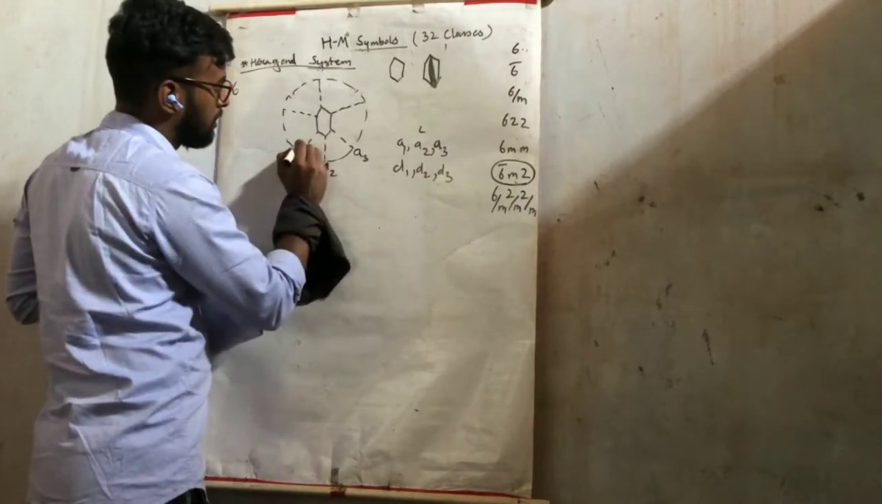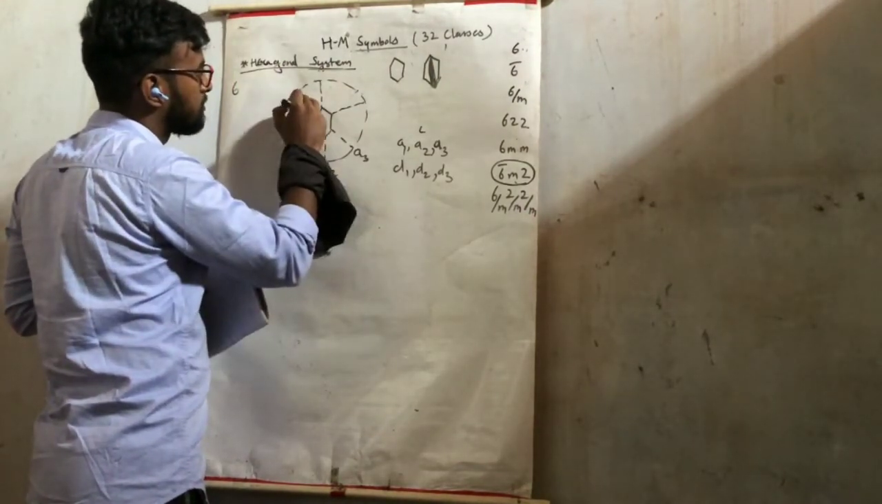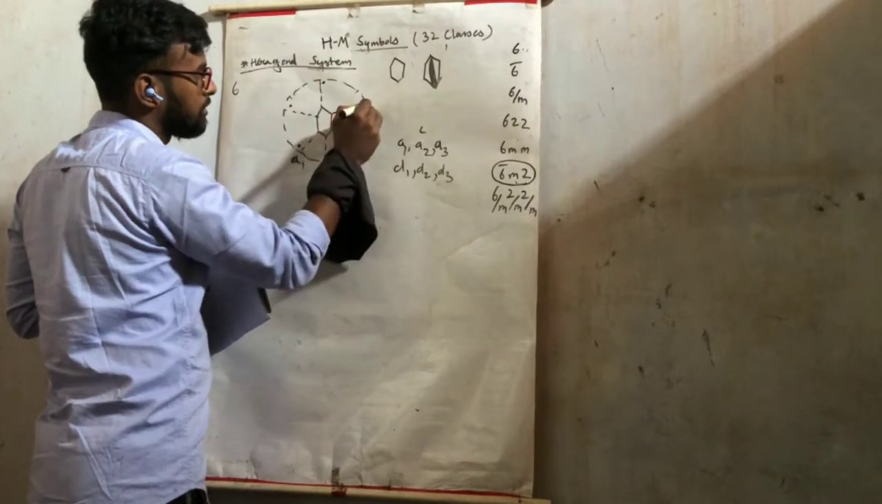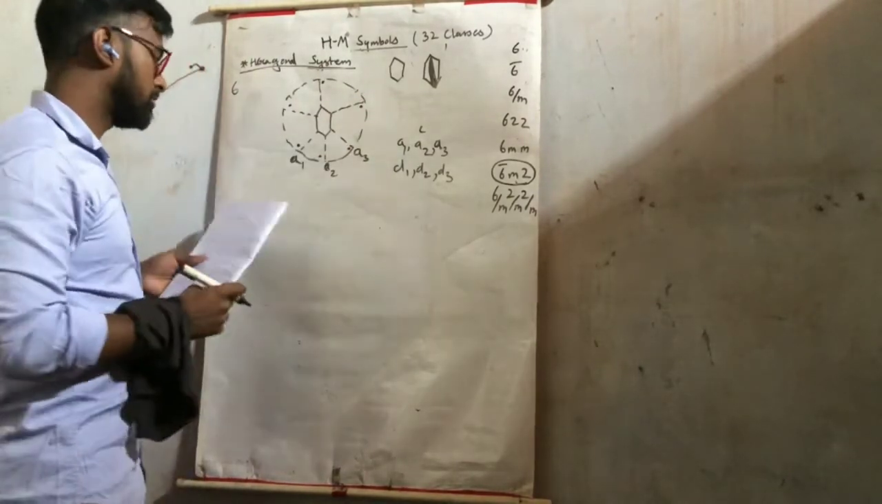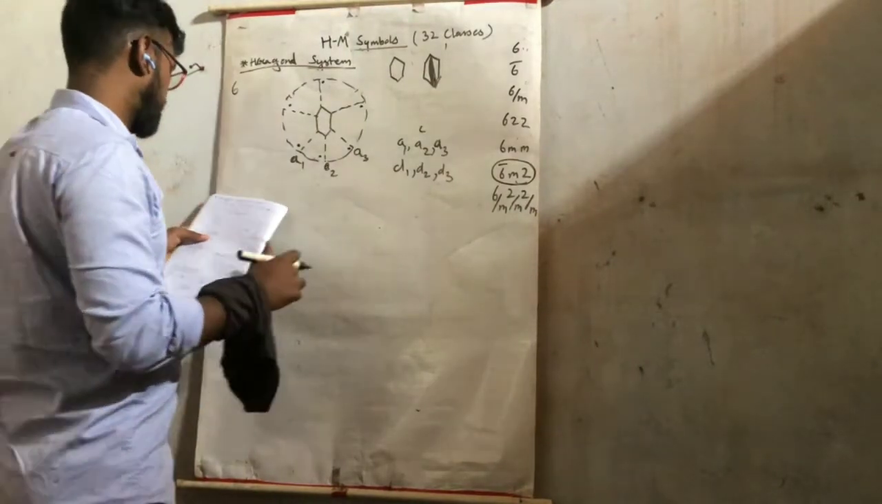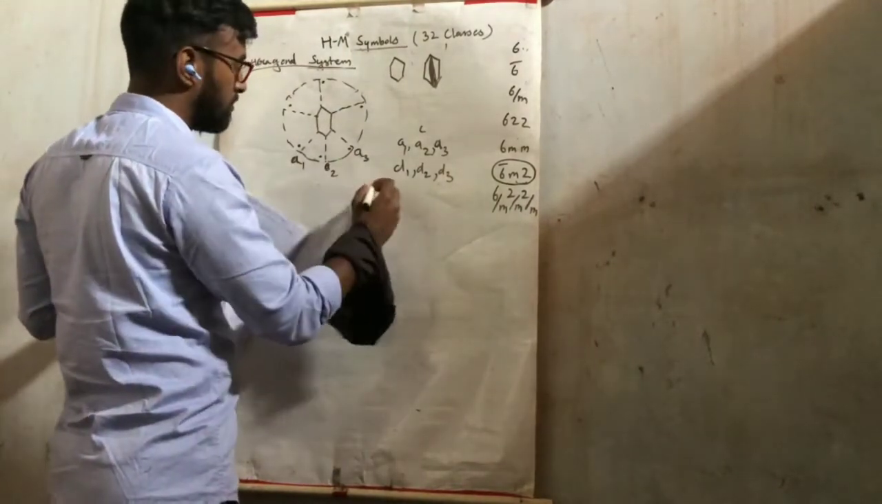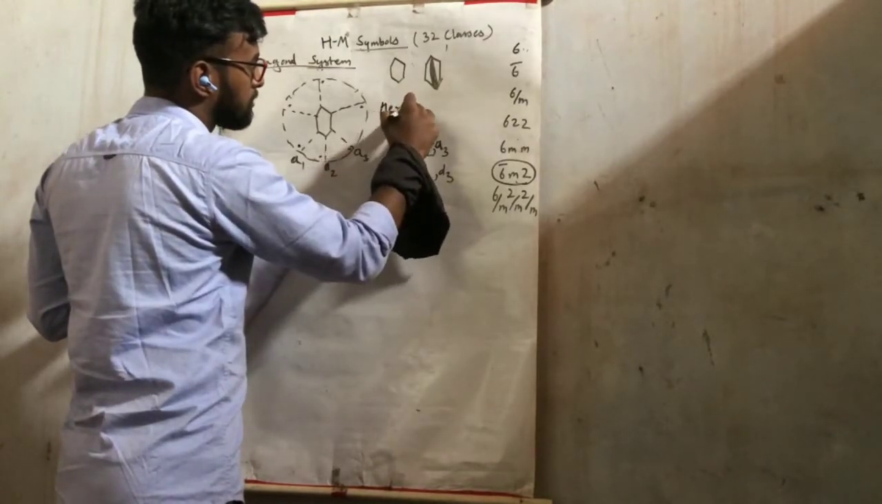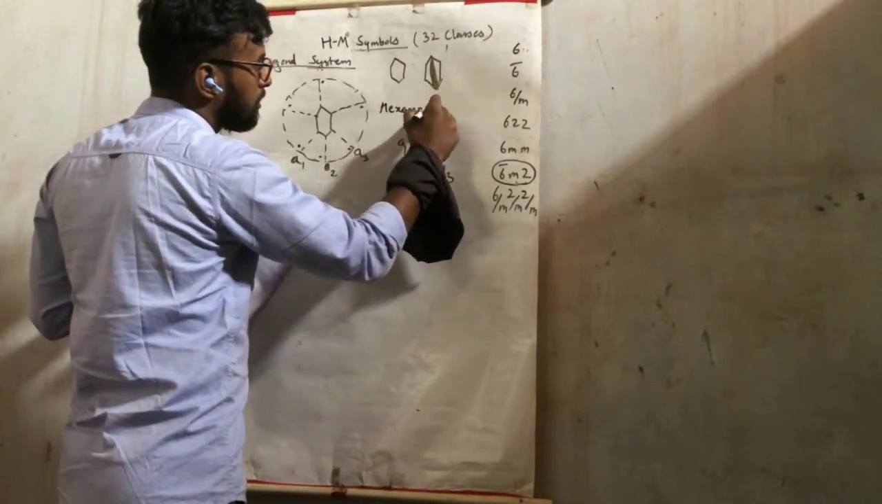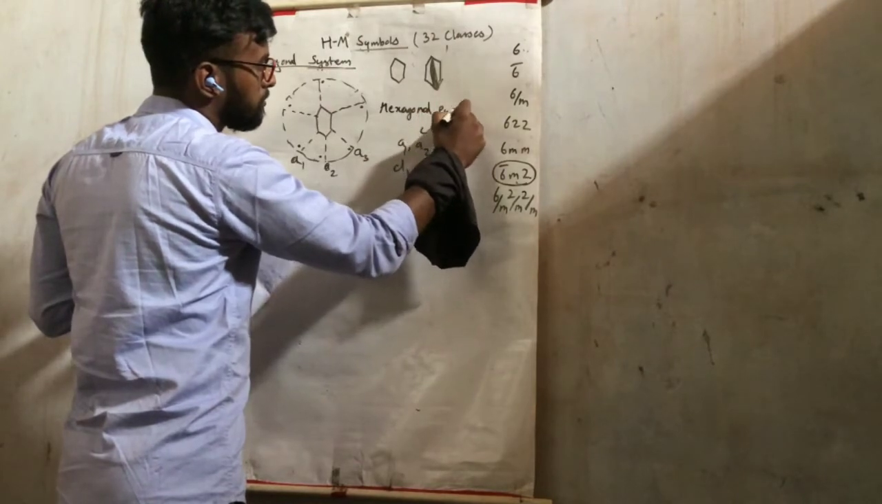So here it is the element. You will have 6-fold rotation. This is the operation for 6. 6 is the hexagonal pyramid.